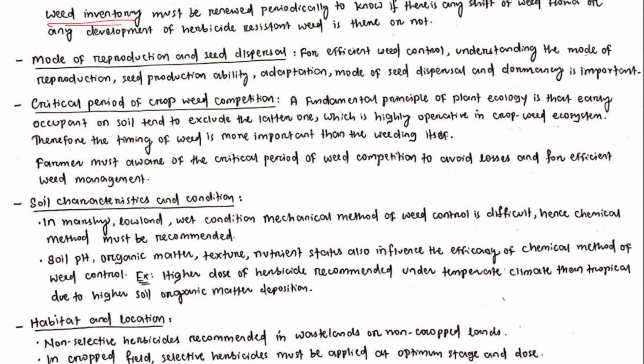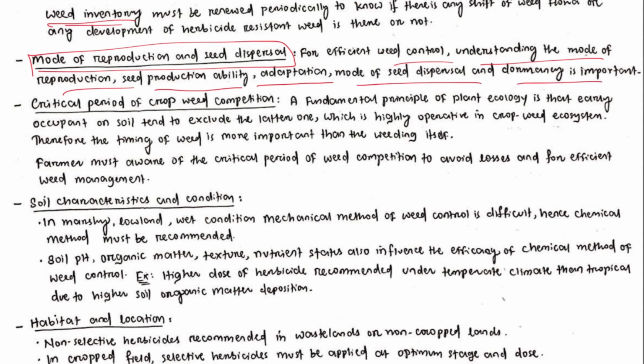Then mode of reproduction and seed dispersal. For efficient weed control, understanding the mode of reproduction, seed dispersal ability, adaptation, mode of seed dispersal or dormancy is important. If the seeds are dormant in the first year, or if they are non-dormant, accordingly, if they are dormant, then we can use different dormancy inhibitors so that they will germinate and we can easily control that weed.